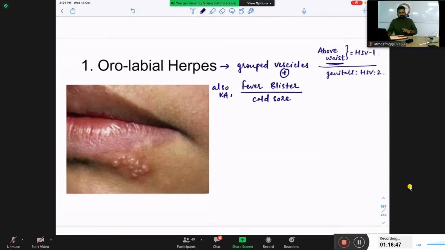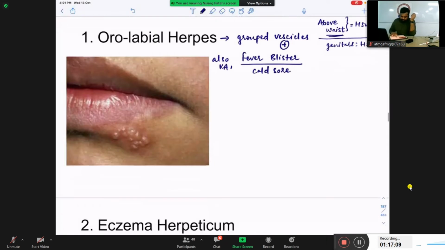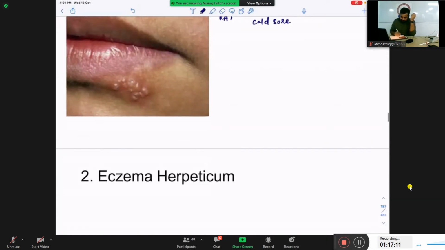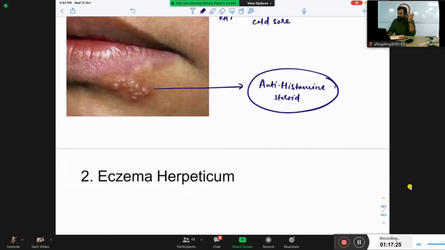But suppose this patient who has orolabial herpes also has atopic dermatitis. What is atopic dermatitis? The person has atopy. Why do they develop atopy? Because of the impaired barrier. Because of this, the patient can be on two types of medicine: the first is an antihistamine, and the second is a steroid. So this is the treatment of atopic dermatitis.